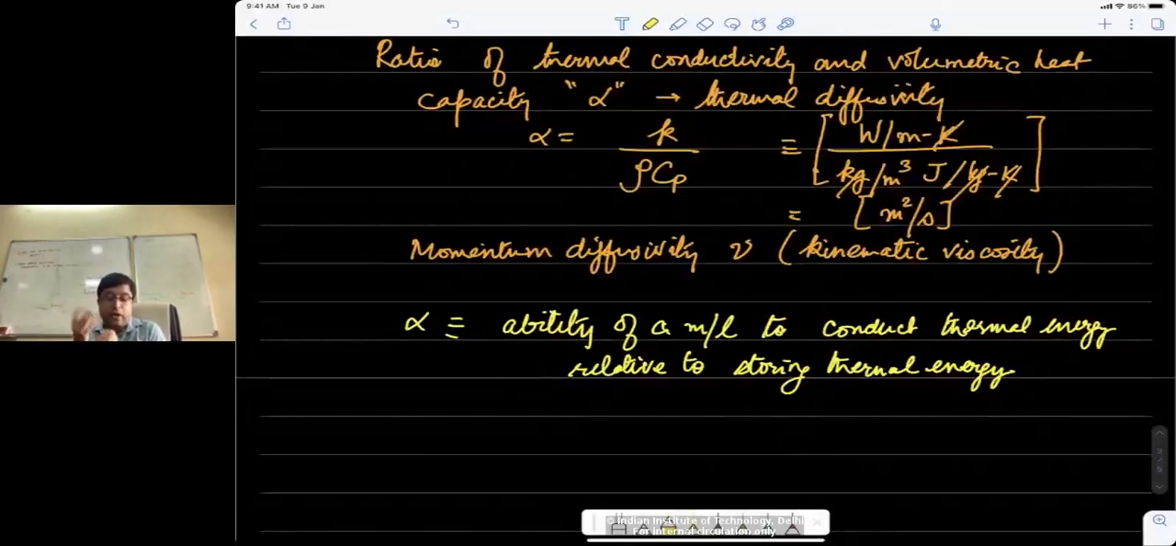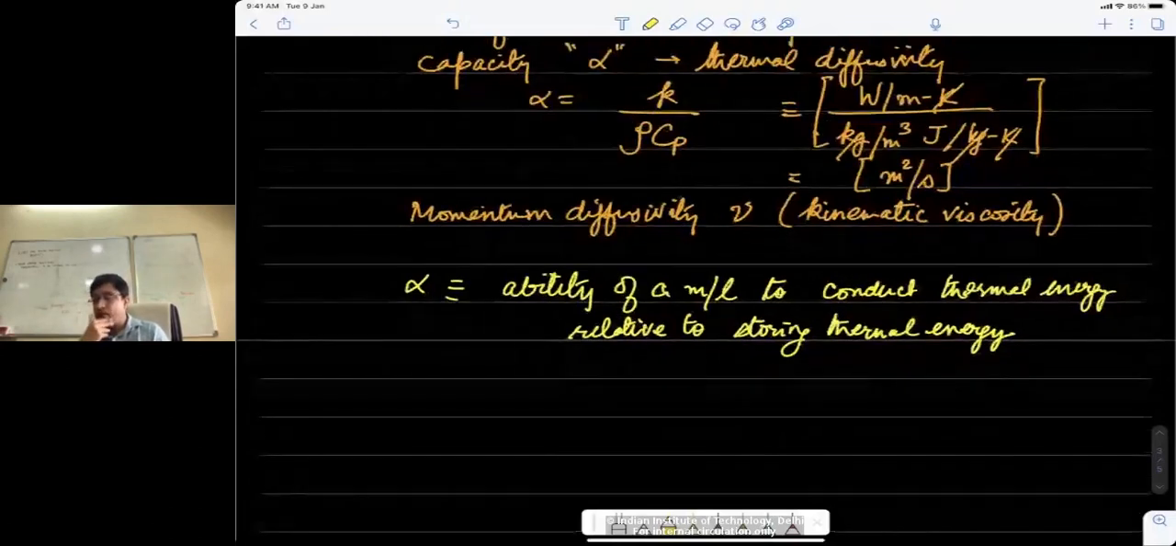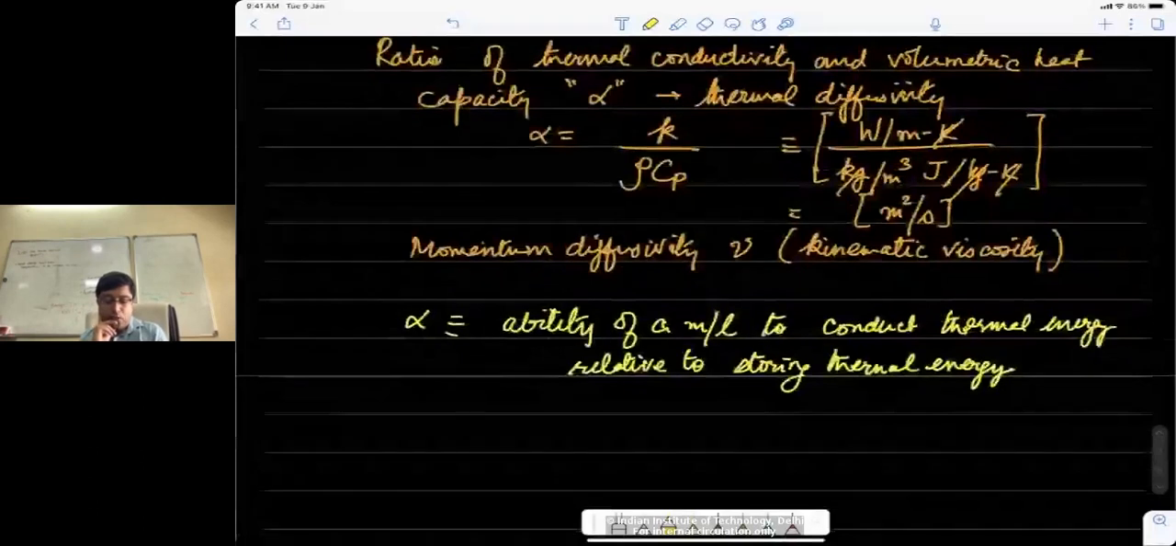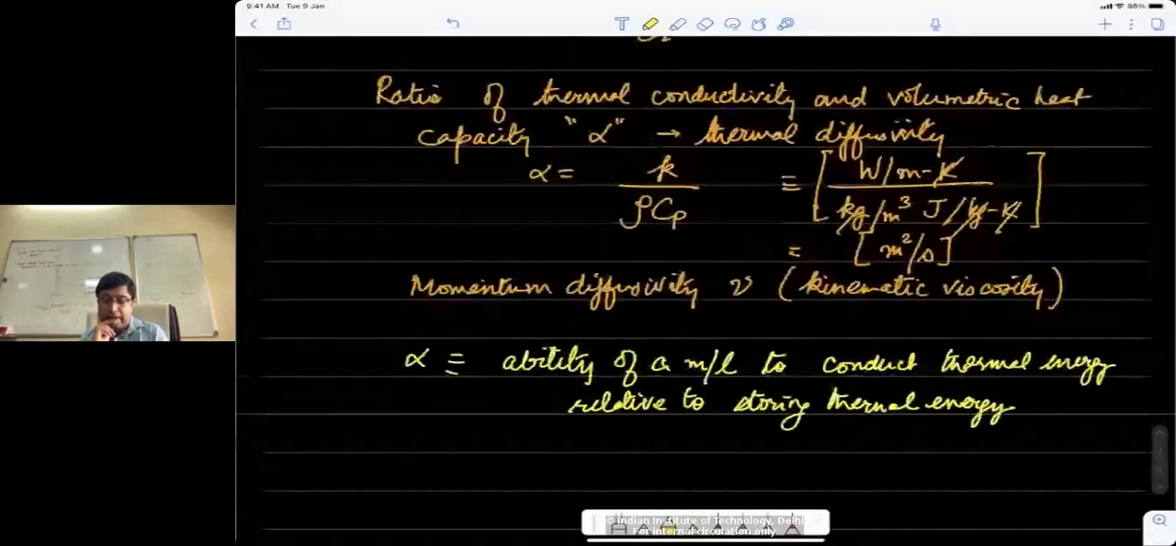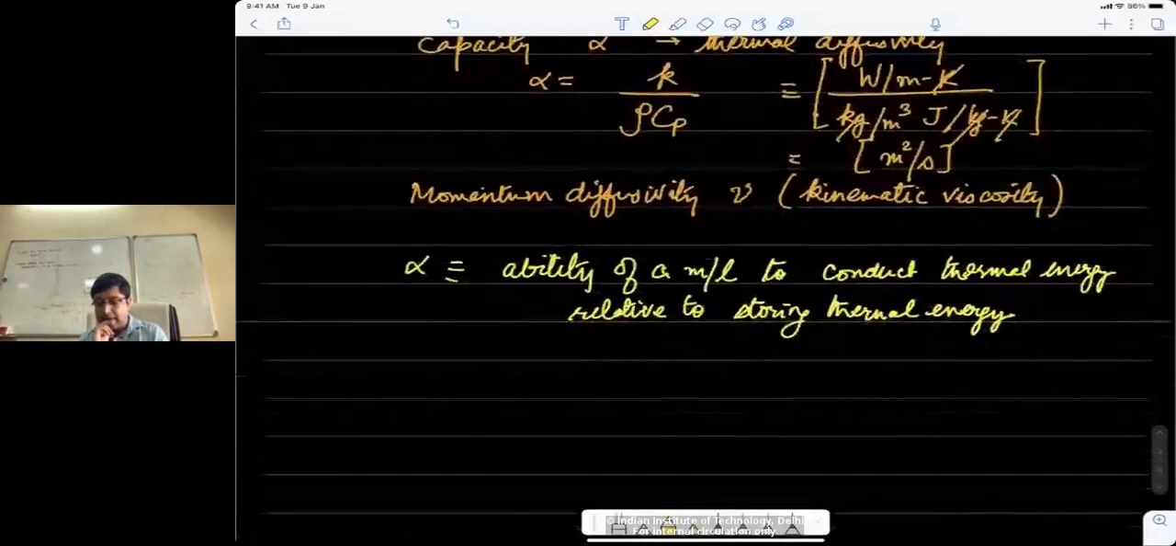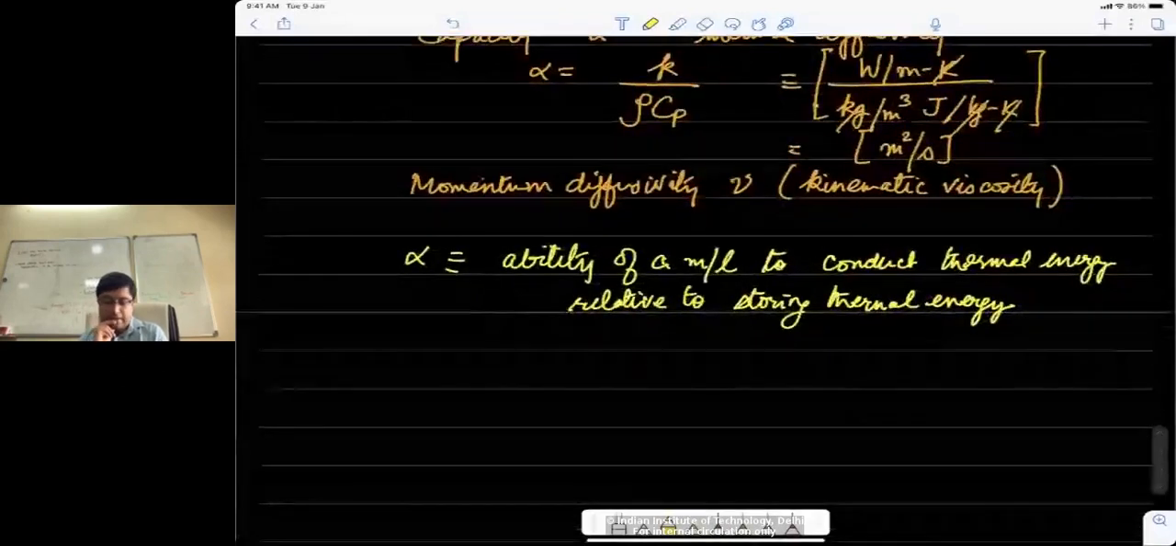But if we have a material which has a low alpha, it basically means that the change in temperature, or the change in internal energy of the substance, is higher relative to it giving away that energy. Okay, so we will use this property alpha along with K very frequently from now on. And the way we will use it is something that I want to show now.